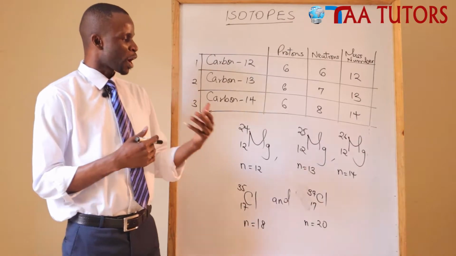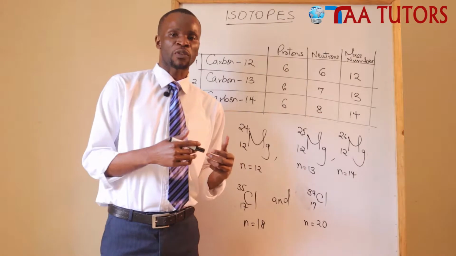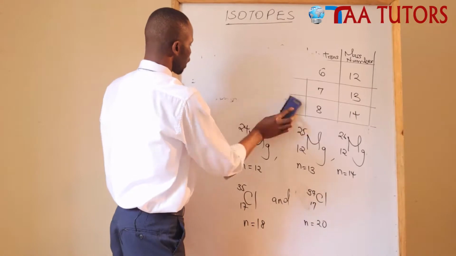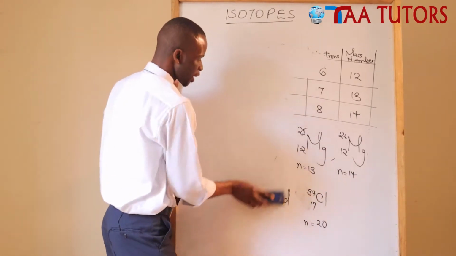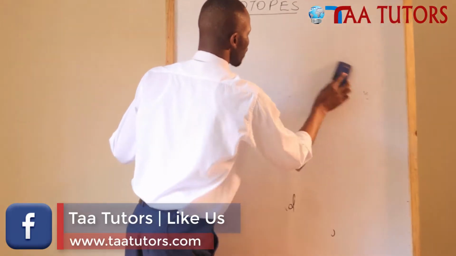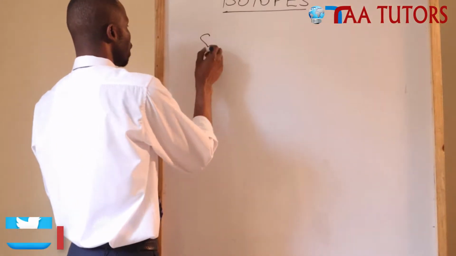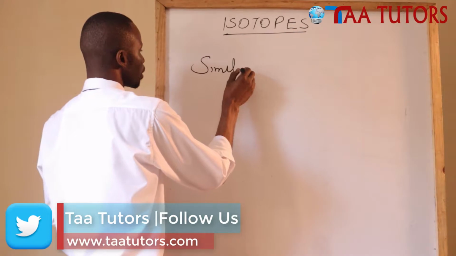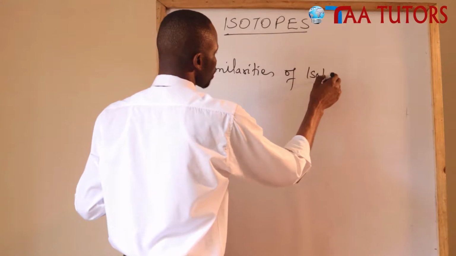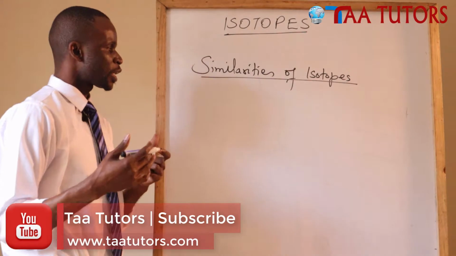So viewer, we want to go further. If someone asks you to explain the similarities of isotopes and the differences of isotopes, I want us to quickly look at them. Similarities, meaning what are the same in isotopes? What are the same? So we want to look at similarities of isotopes. What are similar in isotopes?